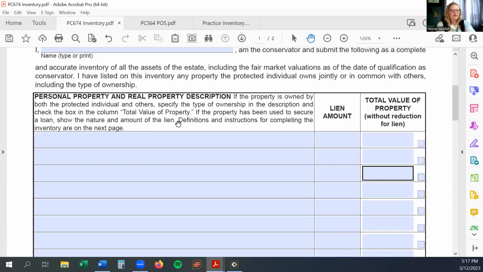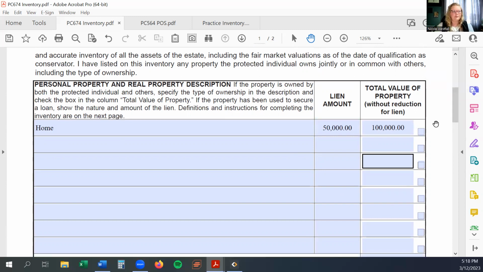If the property has been used to secure a loan, show the nature and amount of the lien. And then there's definitions on the next page, which we're going to go through. So basically what this means is, say that you have a home, and there's a $50,000 lien on it, or a mortgage rather, and the property is worth $100,000. Then the total value of the property without reduction for the lien is $100,000. But you can see that the person actually only has $50,000. So that's just for the court's knowledge.